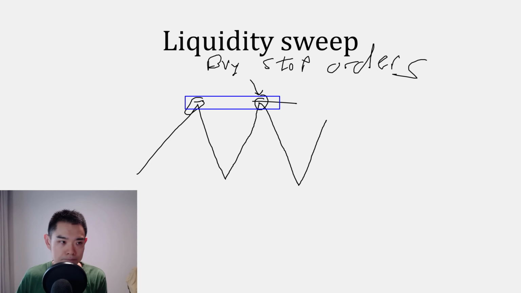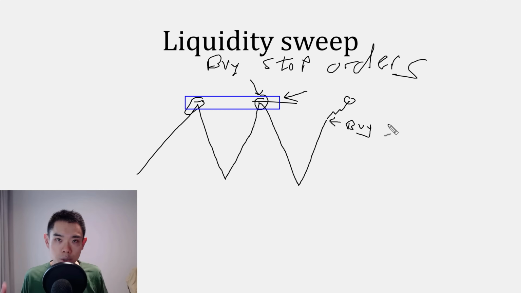So let's say an institution, someone with deep pockets, knows that there's this cluster of buy stop orders over here. So what can he do? What he could do is push the price up higher. Let's say he buys at this price point, this institution. He buys at this price point, and he keeps pushing the price up higher, and hits this cluster of liquidity over here.